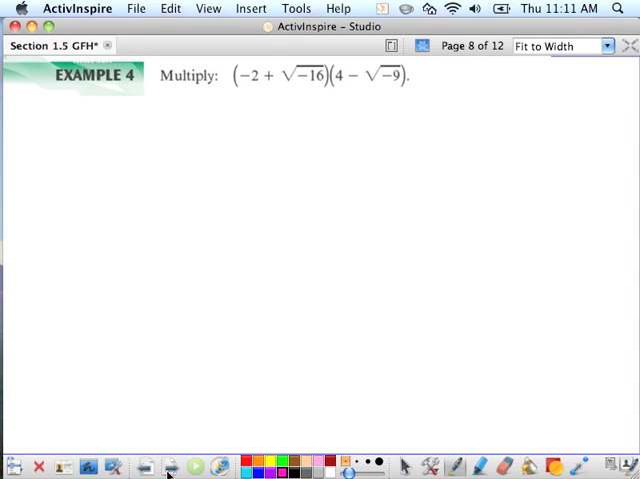Now let's multiply negative 2 plus the square root of negative 16 by 4 minus the square root of negative 9. First thing you need to do is simplify those radicals. Don't risk multiplying with those there. So go through right away and let's change that to negative 2 plus 4i times 4 minus 3i. Then we can start distributing it out and foiling it and cleaning it up. Simplify those radicals first so you don't make a mistake.